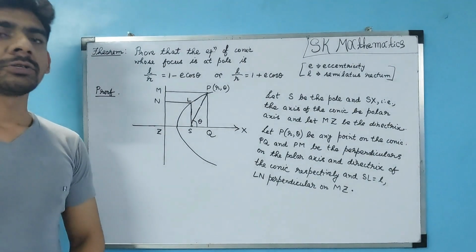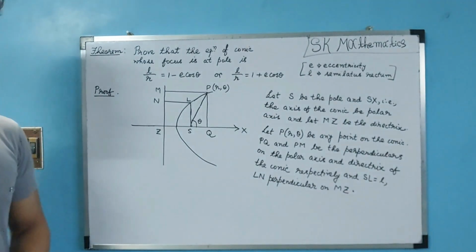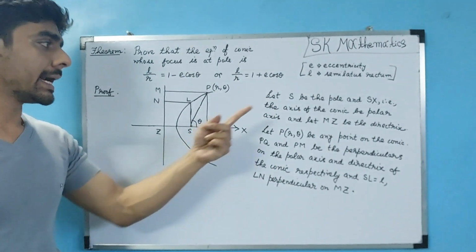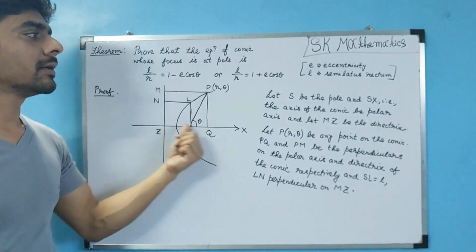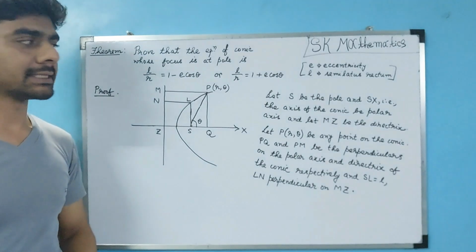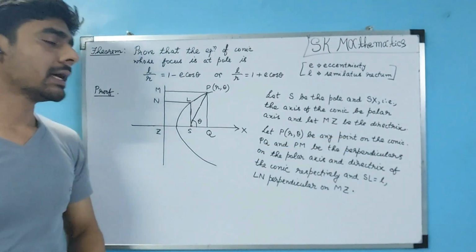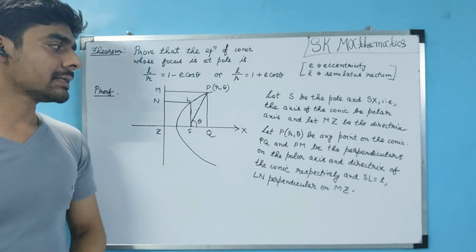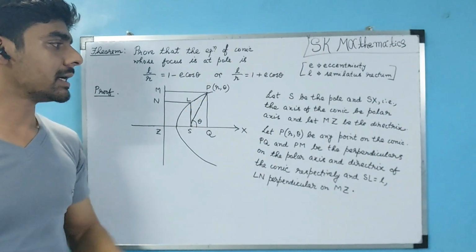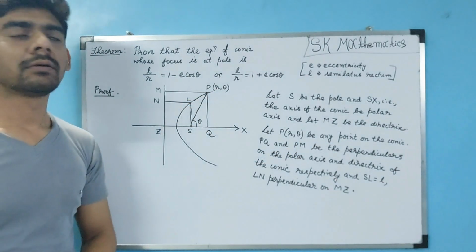Okay students, so I am going to show you the picture and the description. Here in the diagram, let S be the pole, and Sx, which is the axis of this conic, is also the polar axis, and MZ is the directrix. Now let P(r, theta), which is the polar coordinate, be any point on the conic.